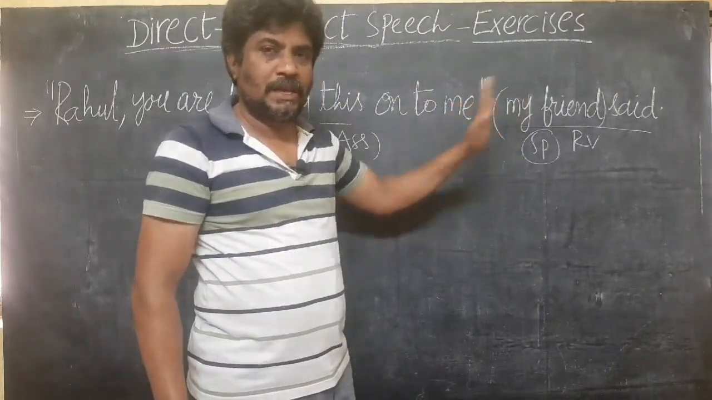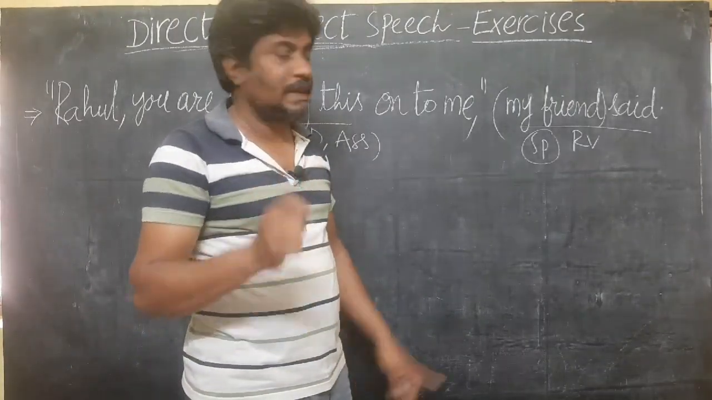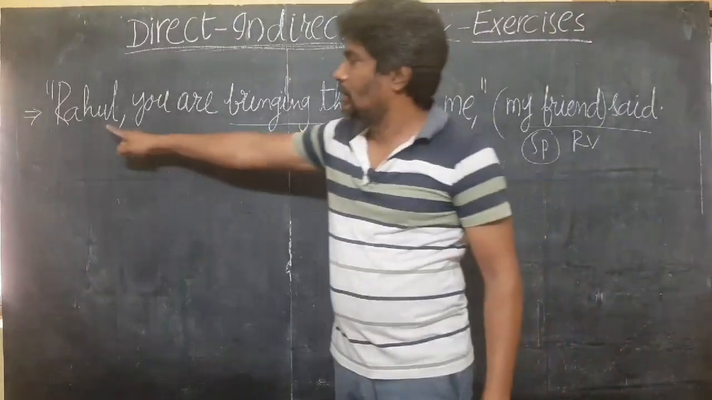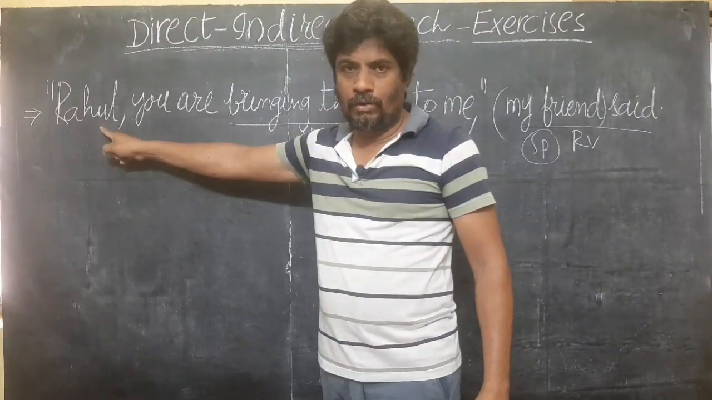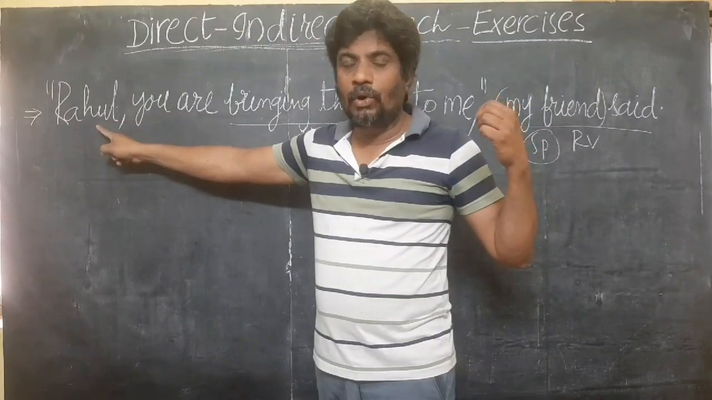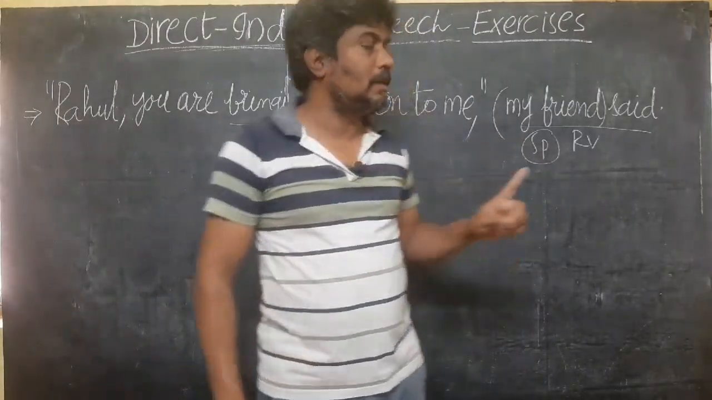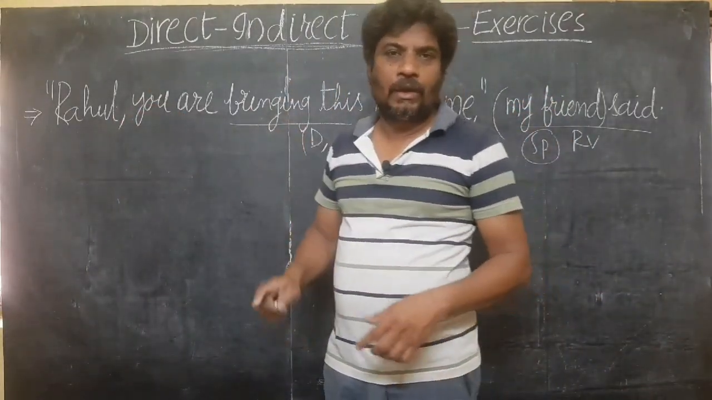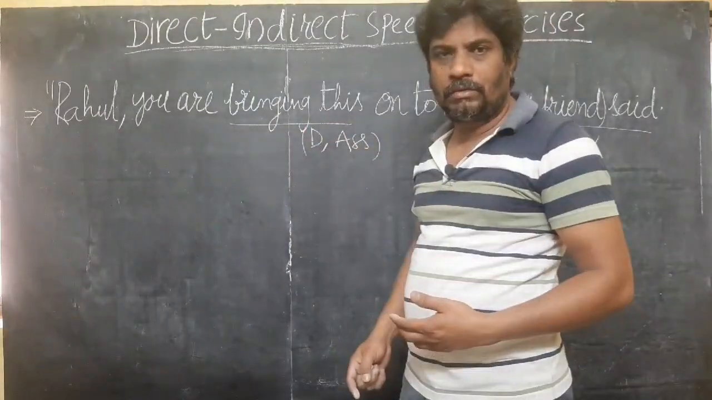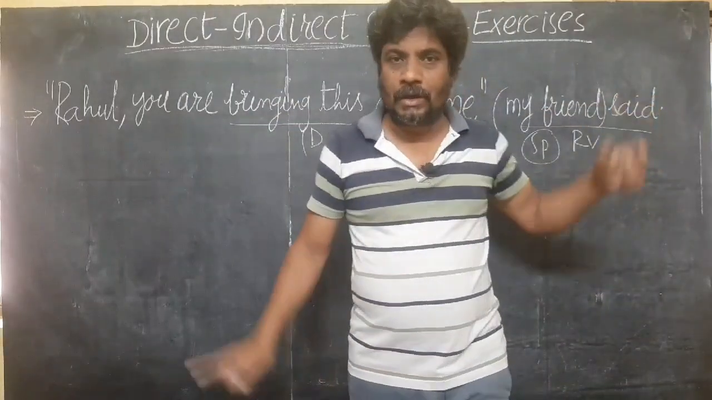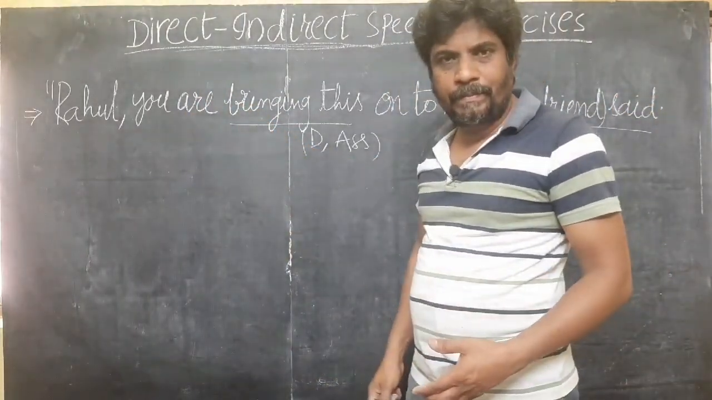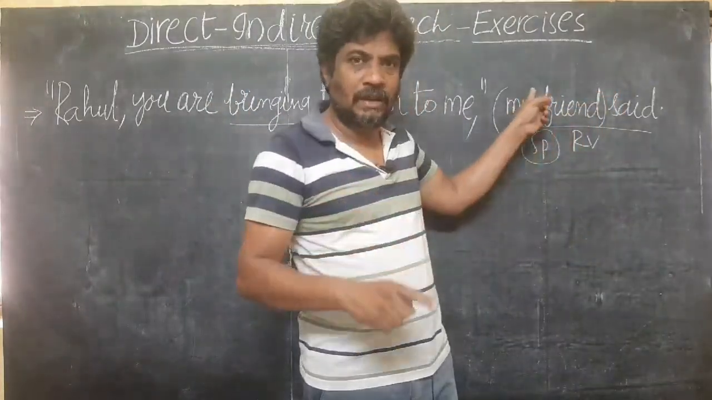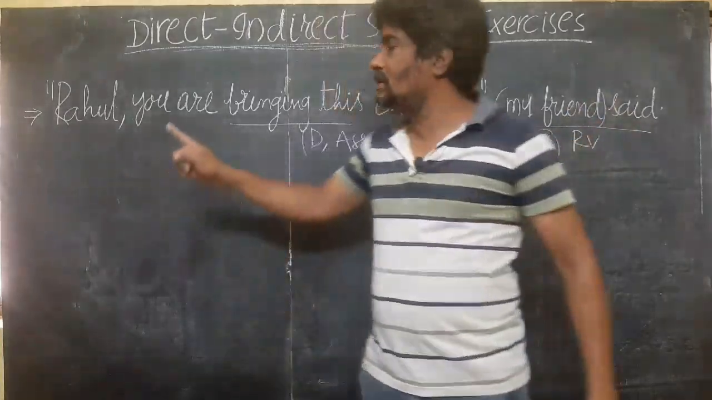And who is my friend speaking to? It is not given here in the reporting verb, but if you observe the dialogue carefully, at the beginning of the dialogue you are given a proper noun, Rahul. That means my friend is calling Rahul, speaking to Rahul. So the listener is not given as part of the reporting verb; it is given as a clue in the dialogue. My friend said, Rahul, you are bringing this on to me. My friend is speaking to Rahul, but the listener's name Rahul is not mentioned in the reporting verb. It is mentioned in the dialogue. So the speaker is given in the reporting verb, and the listener is not given in the reporting verb; it is given in the dialogue.